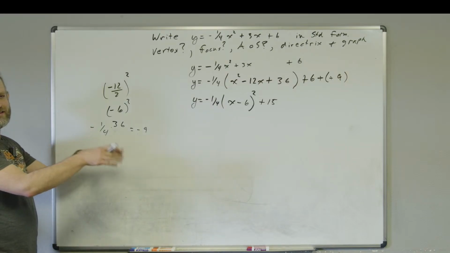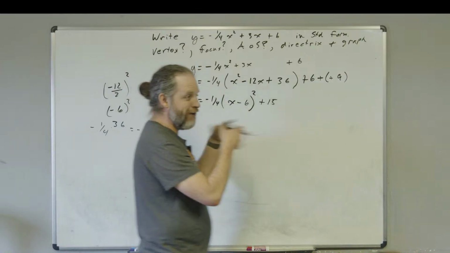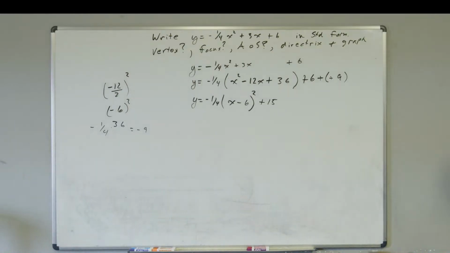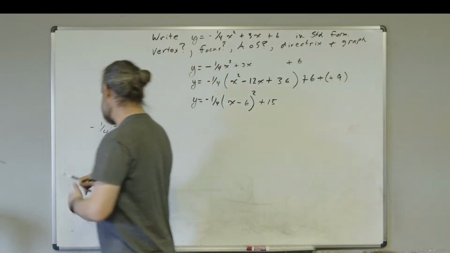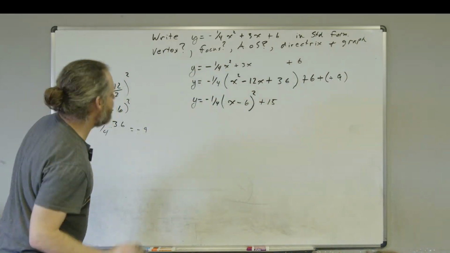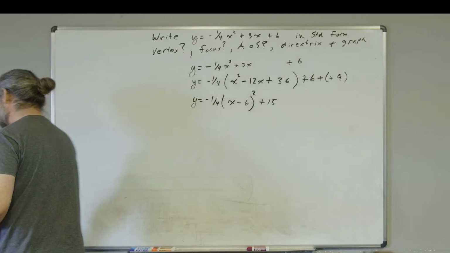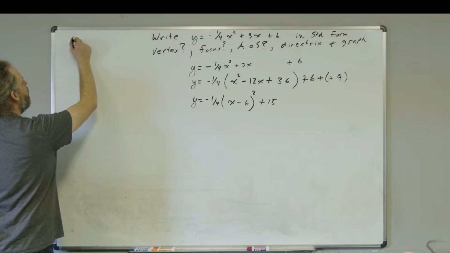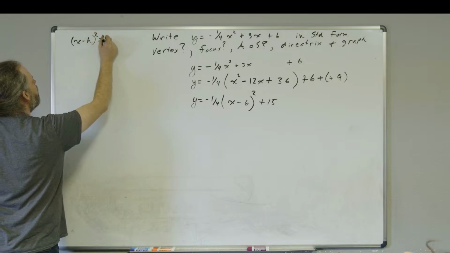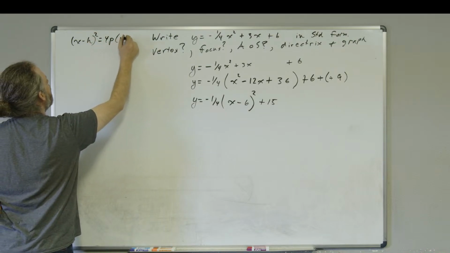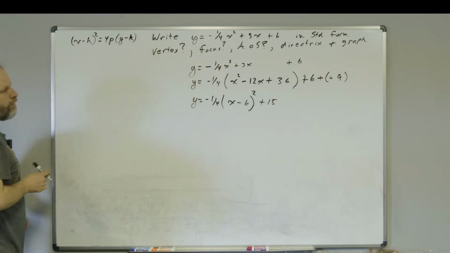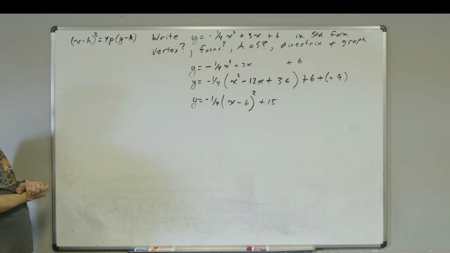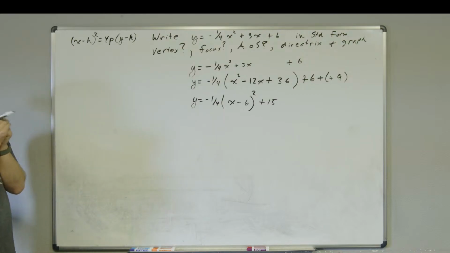So we're not there yet. We're not in standard form. We are in vertex form, which is great and useful, but it's not what we want yet. What does this form look like? Let's jot it down up here so we know what we're going to. (x minus h) squared equals 4p times (y minus k). So we're not quite there yet. We have x minus something squared. That is nice and true.